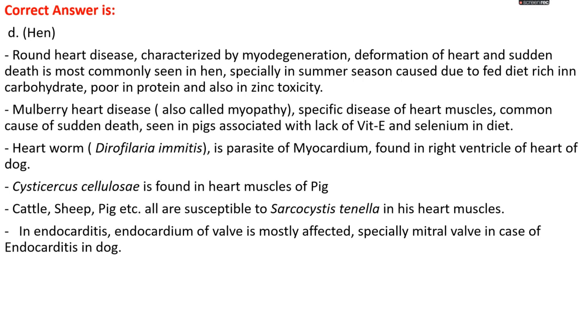Okay, heartworm, that is known as Dirofilaria immitis, is a parasite of myocardium and is mainly found in the right ventricle of the heart of dog. Okay, Cysticercus cellulosae is found in heart muscles of pig. Cattle, sheep, pig, etc., are all susceptible to Sarcocystis cysts in heart muscles. In endocarditis, that is the inflammation of endocardium, valves are mostly affected, especially mitral valves in case of endocarditis in dog.